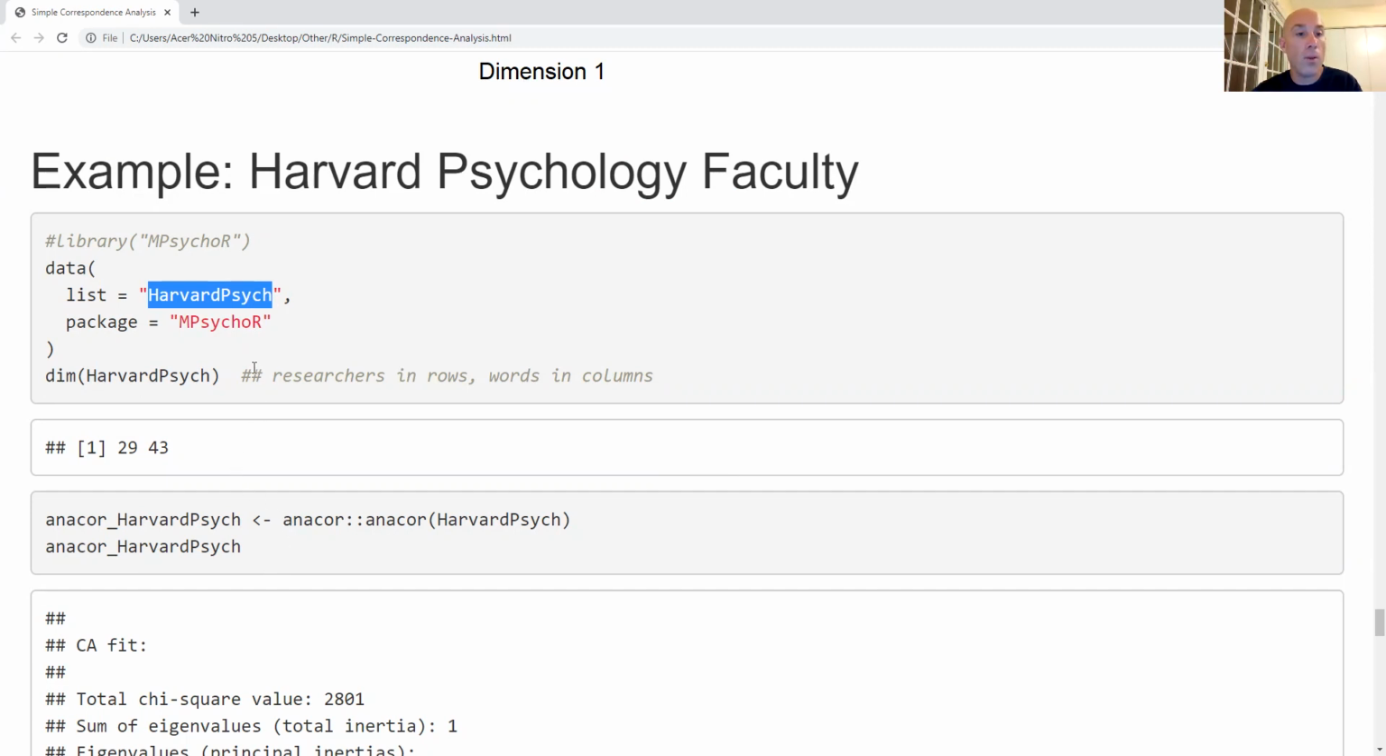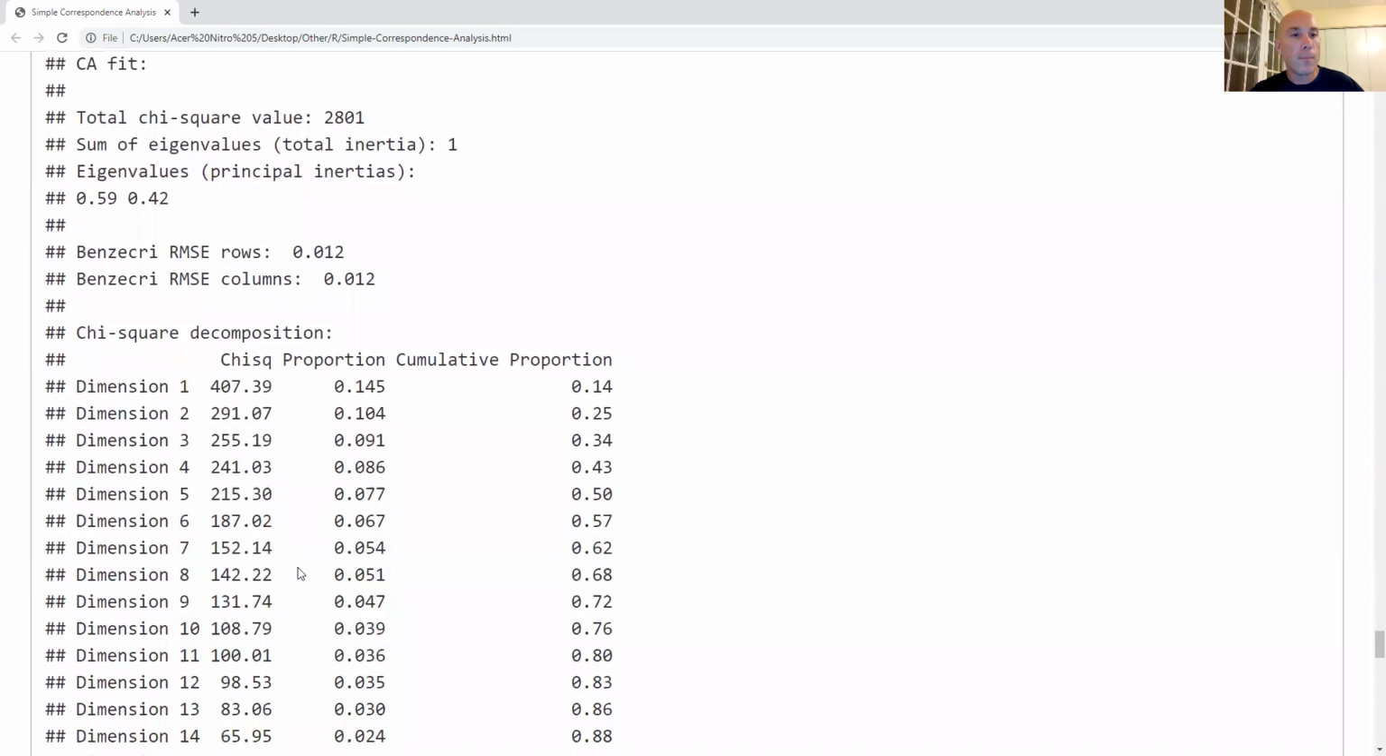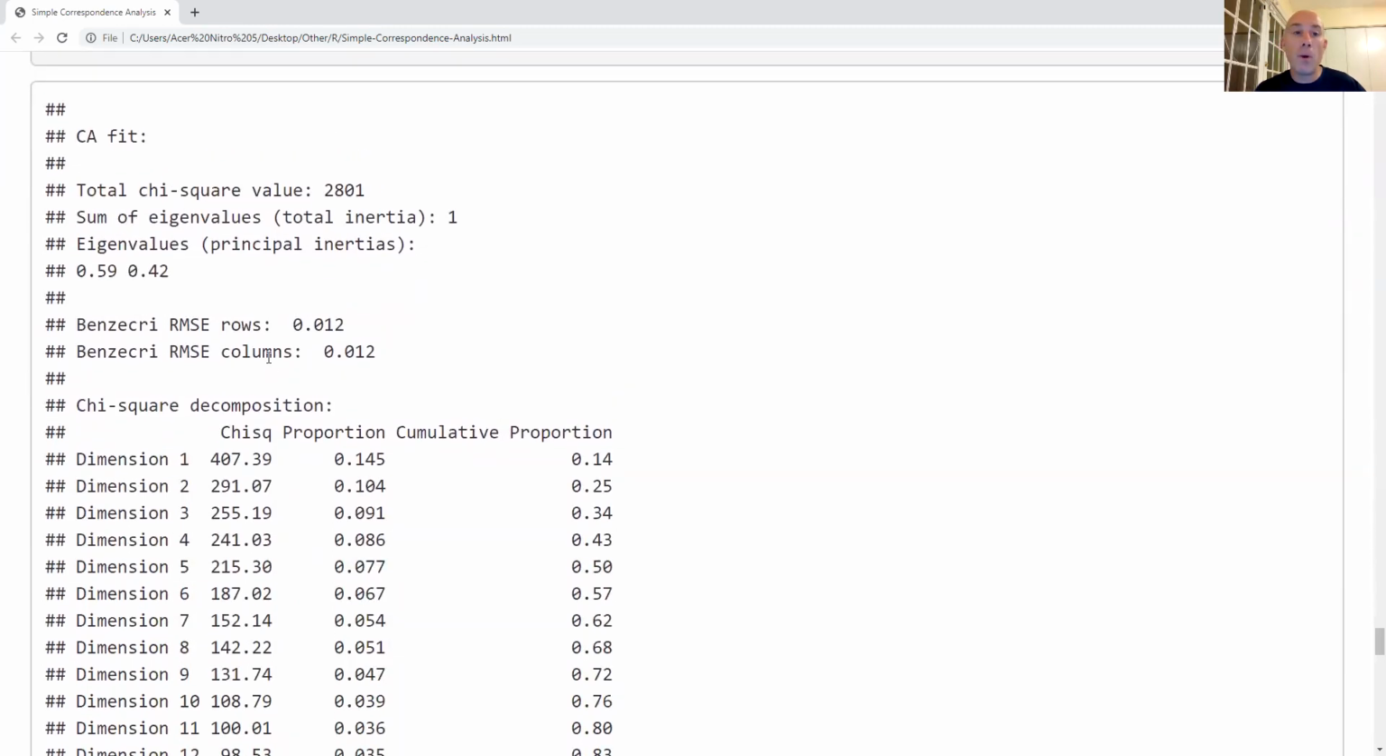All right, so we go ahead and load the data. This is a document term matrix of the terms that appear in Harvard psychologists' research profiles. Now I'm going to run the analysis of correspondence on it. This is very similar to principal component analysis because it's using singular value decomposition.